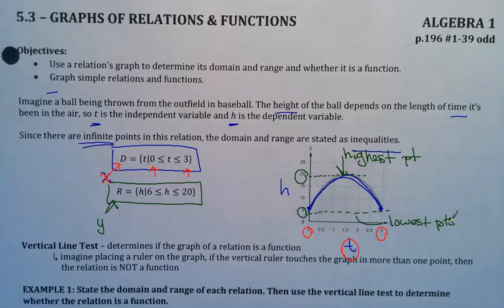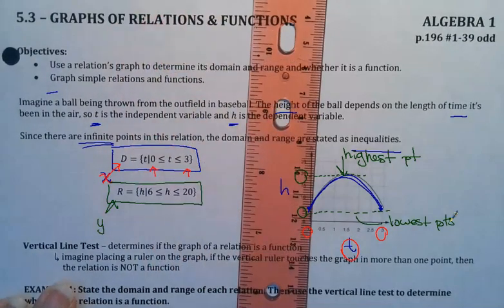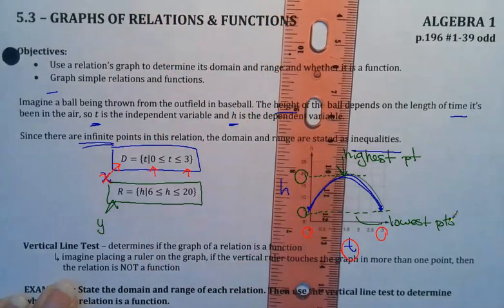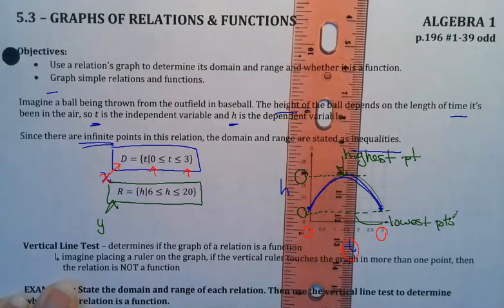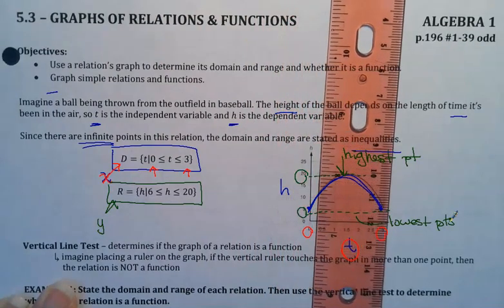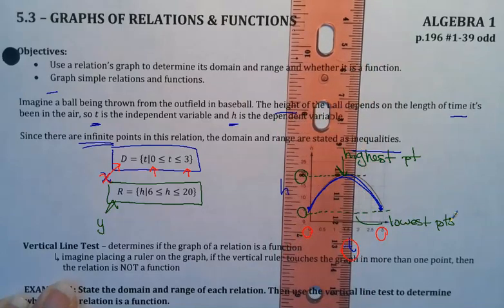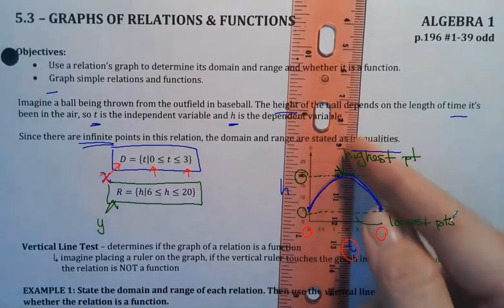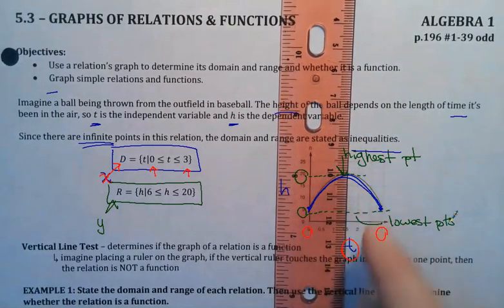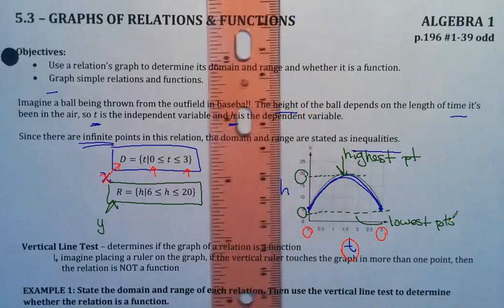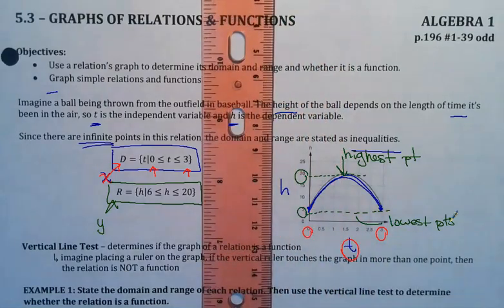No? Okay. So all you're going to do is imagine placing a ruler, and I will do that on this paper, otherwise you can't see it in the video. So you just imagine placing a ruler on the graph. If the vertical ruler touches the graph in more than one point, then the relation is not a function. Do these vertical lines touch the graph in more than one place? No. So then this is a function.